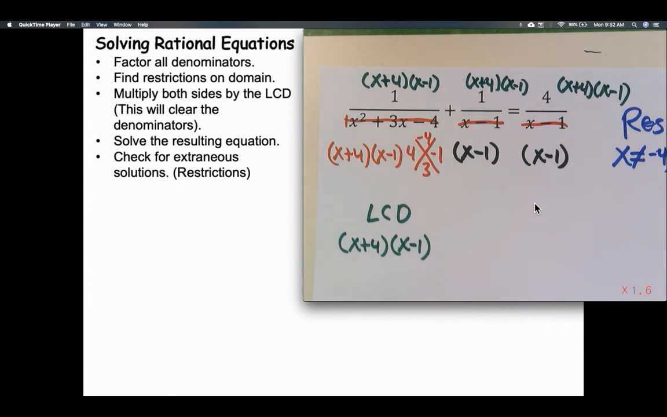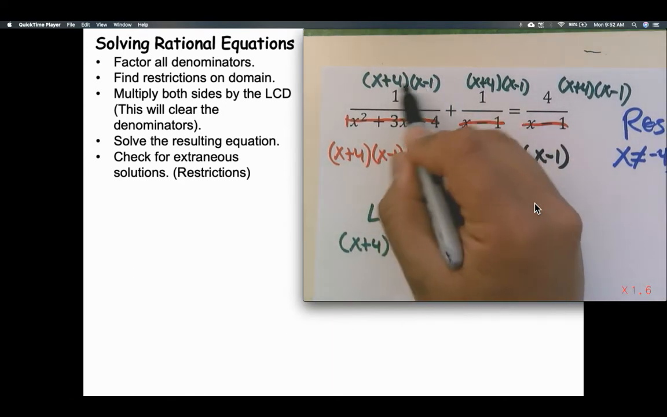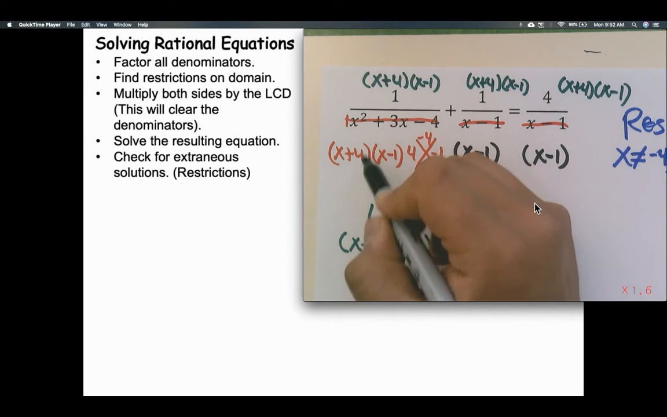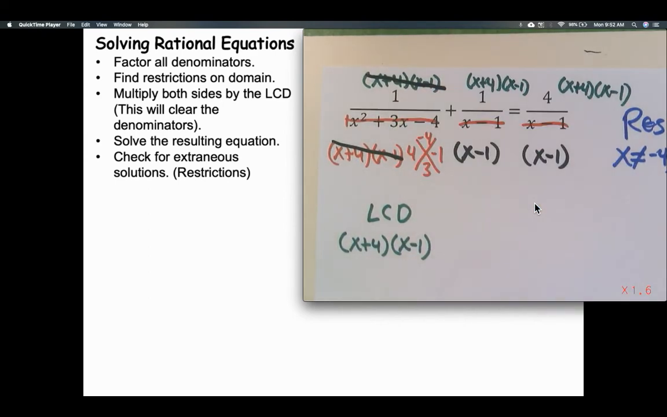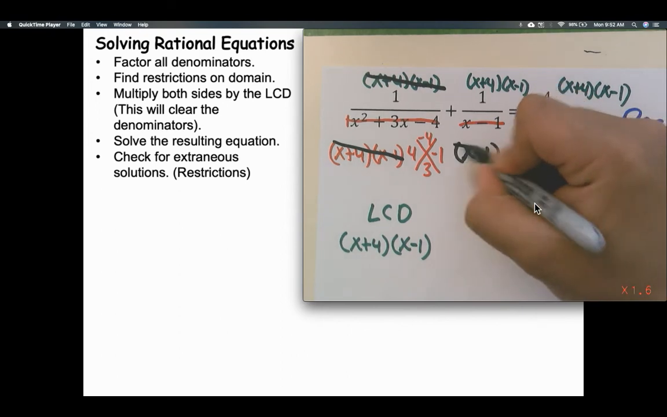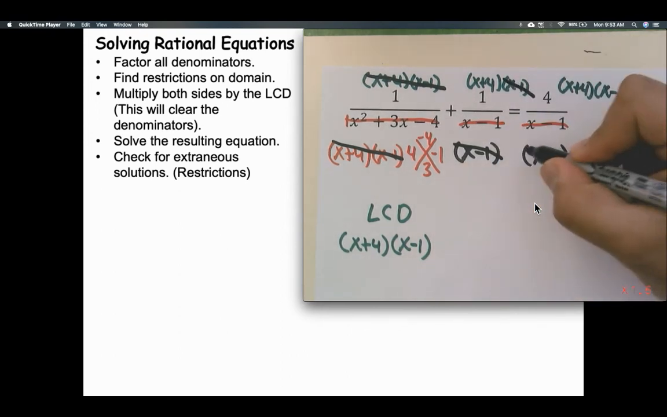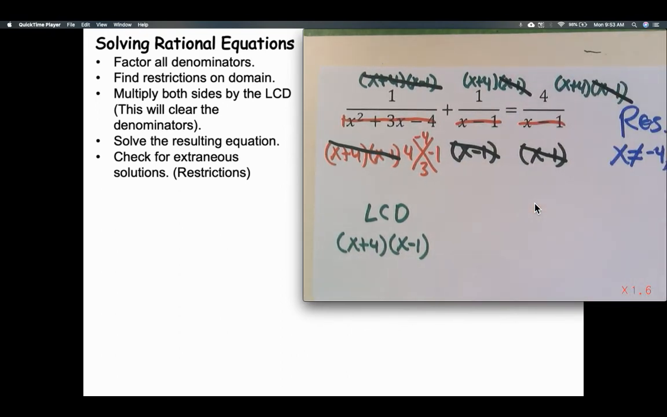Let's go ahead and clear our denominators. What color have I not used? I used all my colors. I only got 4. Oh well. Okay. So, my numerator here, I have matching my denominators, so those are gone. I just have my 1. This one has an x minus 1 that cancels.